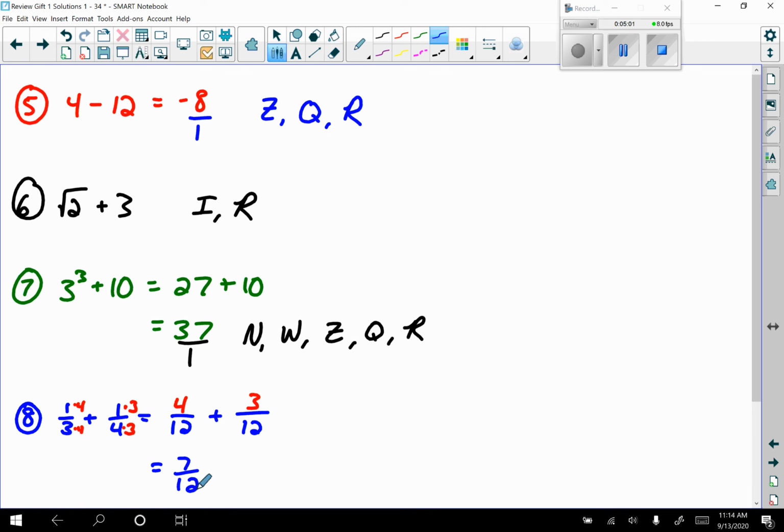All right, this is not a natural number. It's not a whole number. It's not an integer because those don't contain fractions. It is a rational number, Q, and a real number.